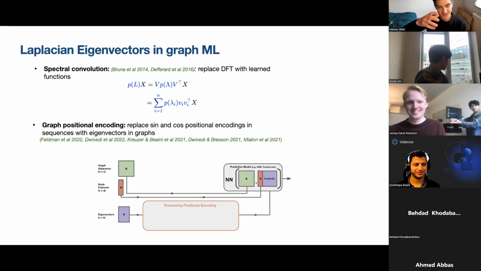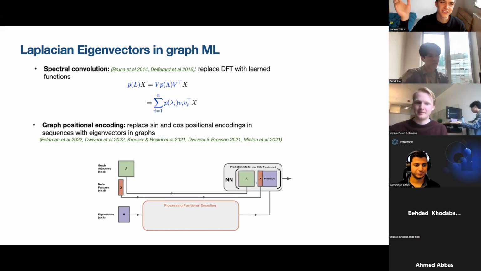But just to recap, we take the Laplacian, which is just the degree matrix minus the adjacency matrix, or the normalized Laplacian, and we calculate its eigenvectors and eigenvalues. Then we can use the eigenvectors as embeddings for our individual nodes. Good, and that's the recap for everyone who maybe just joined, and then let's keep it going.